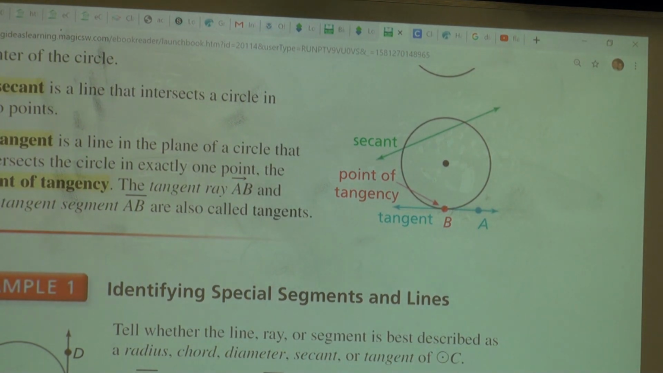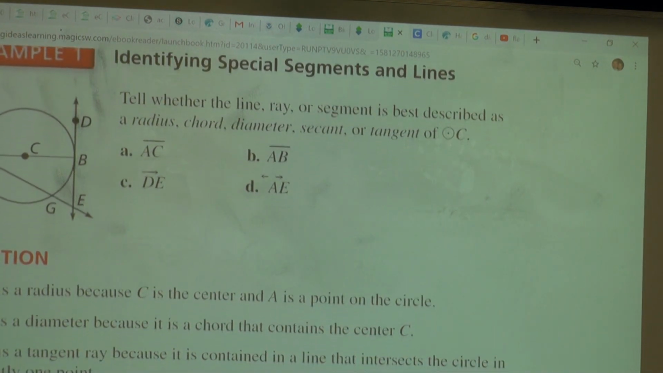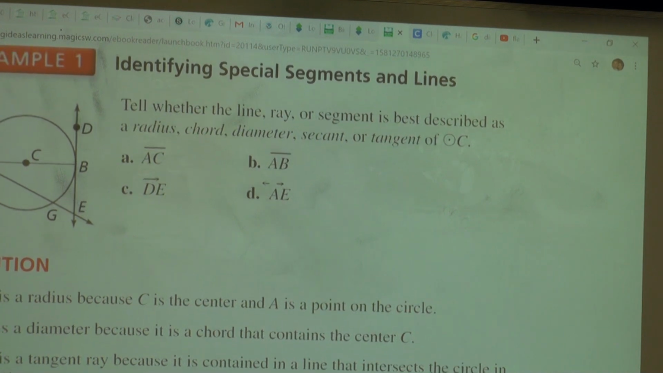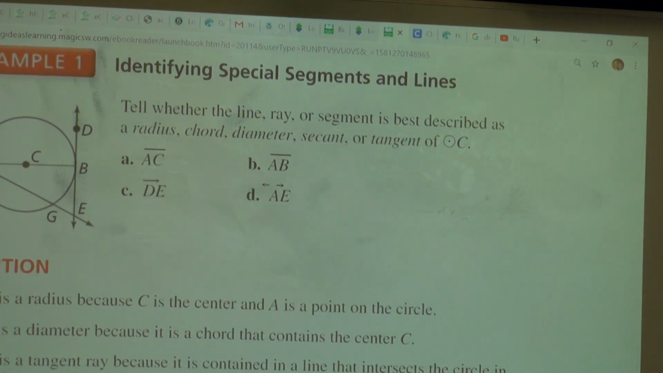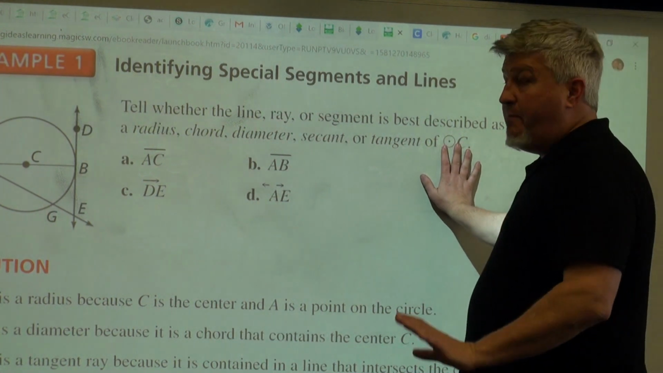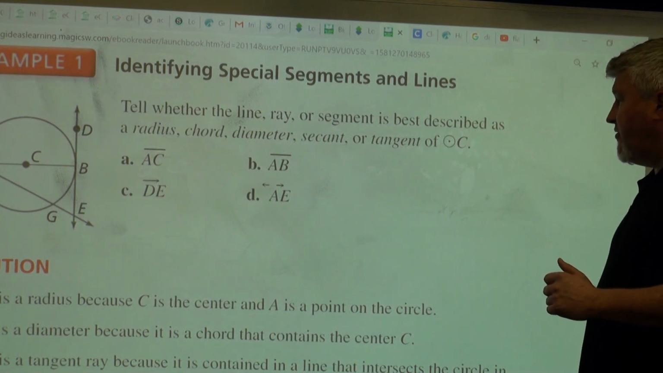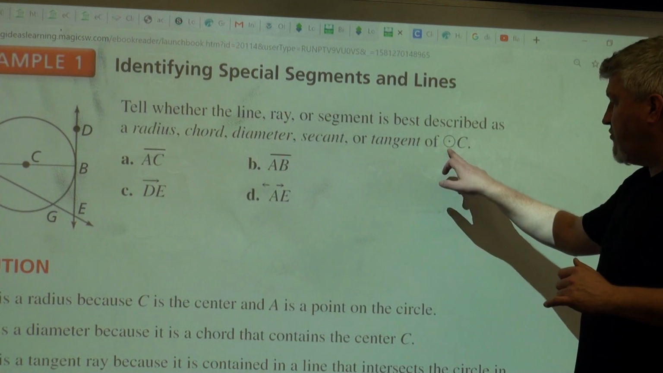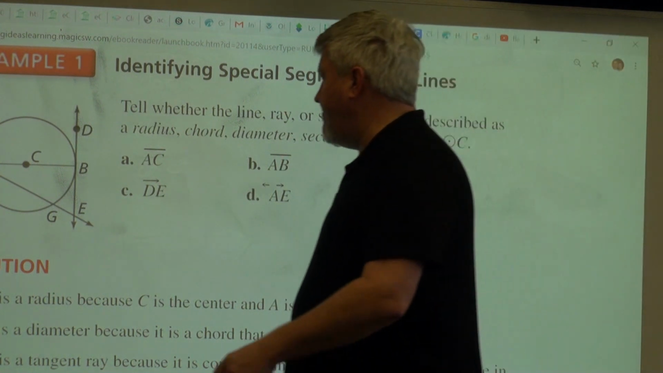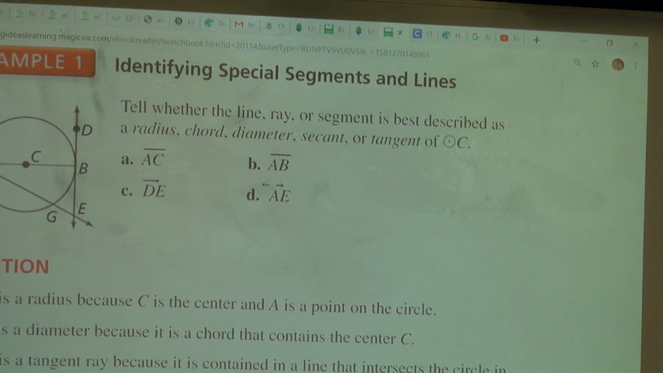All right, moving down. Identifying special segments and lines of this figure. Tell whether the line, ray, or segment is best described as a radius, a chord, a diameter, secant, or tangent of circle C. I'm going to step to this side. So, A says segment AC. What is it? It's halfway across, touching the center of the circle and the edge. That is best described as a radius.